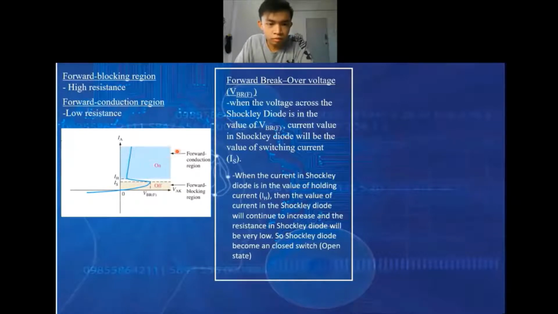And when the voltage across the diode is lower than the forward breakover voltage, the resistance in the diode is very high, so the current cannot flow through the diode, and the diode is in off state.